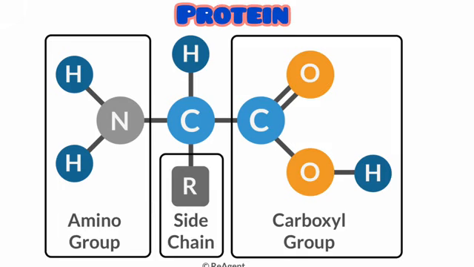Take a look at the structure of amino acid. You notice that the carboxyl end is actually the end that acts as the acid, while the amino group act as the base. So because they can act as acid and base, they are termed amphoteric.